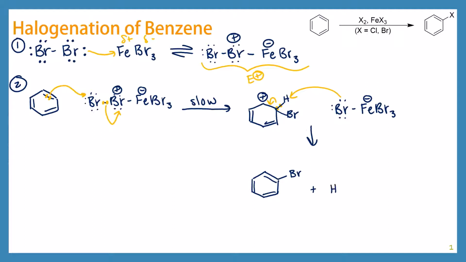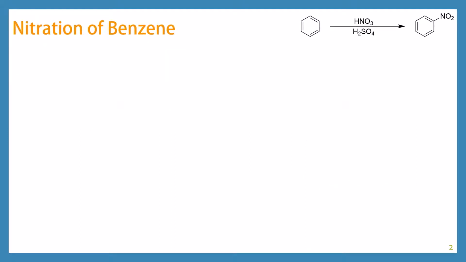We also have an equivalent of hydrobromic acid and an equivalent of iron 3 bromide. So this is a true catalyst because it is used in the reaction, but an equivalent of it is also produced so that there's no net use of the catalyst. So keep in mind that the main difference in all of these reactions is only in step 1 in the formation of the electrophile. So from here on out, we're mostly going to focus on step 1 of each of these reactions.